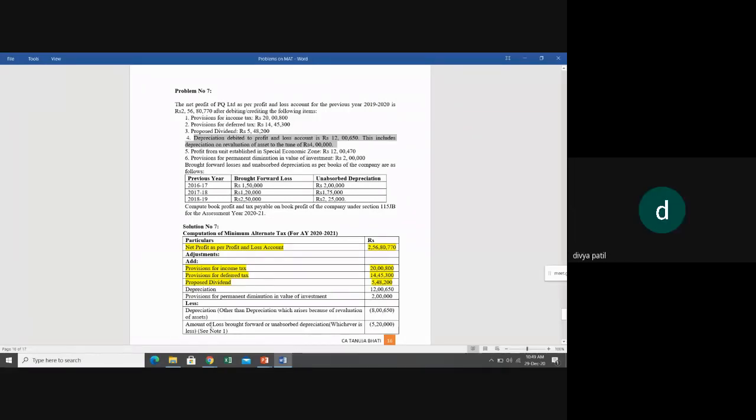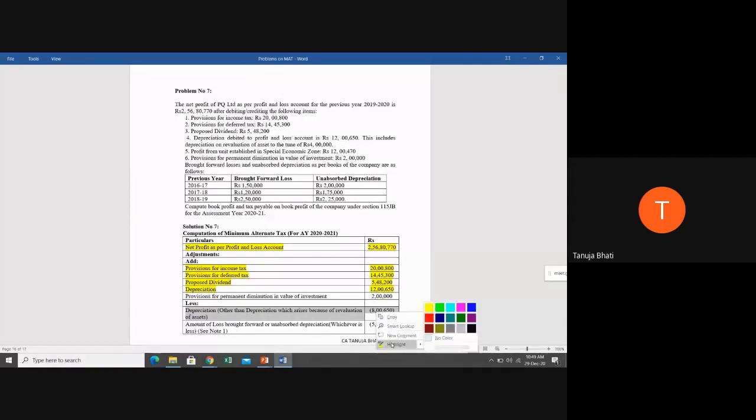12 lakh 650 is added, ma'am. Okay. And while minusing, should I minus complete or should I minus only the amount relating to normal depreciation? 12 lakh 650 minus 4 lakh. No, you have to minus only normal depreciation. This includes depreciation on revaluation. Always while minusing, you're going to minus only normal depreciation. Depreciation on revaluation of asset, you're not going to exclude it. You're not going to consider it in your deductions. So only 8 lakh 650 you're going to minus.